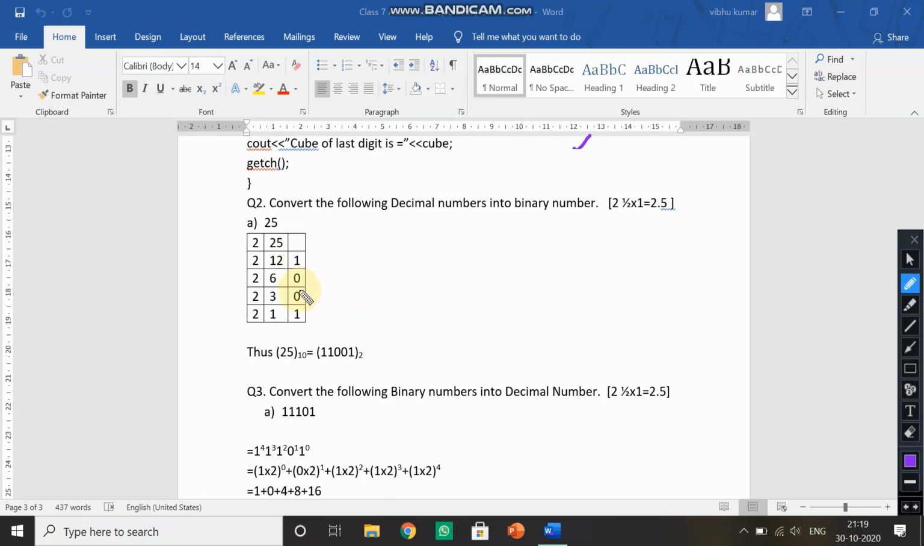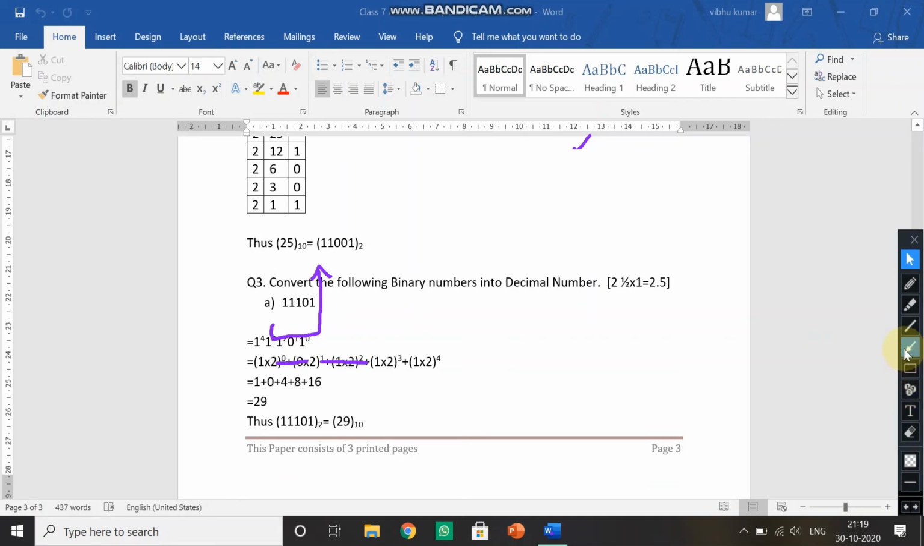Now this number is less than 2, so we will stop dividing and then write the answer. You write the answer this way, from down to up. So this way you will get the answer 11001. So the decimal number 25 is equivalent to 11001 with base 2. Next question.